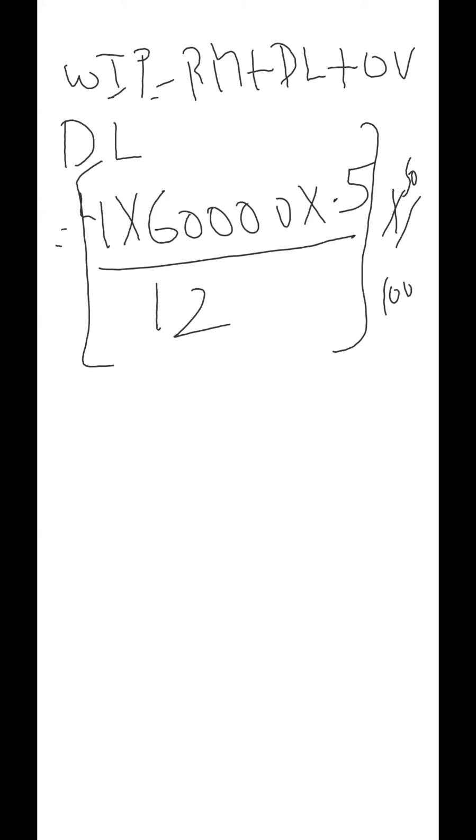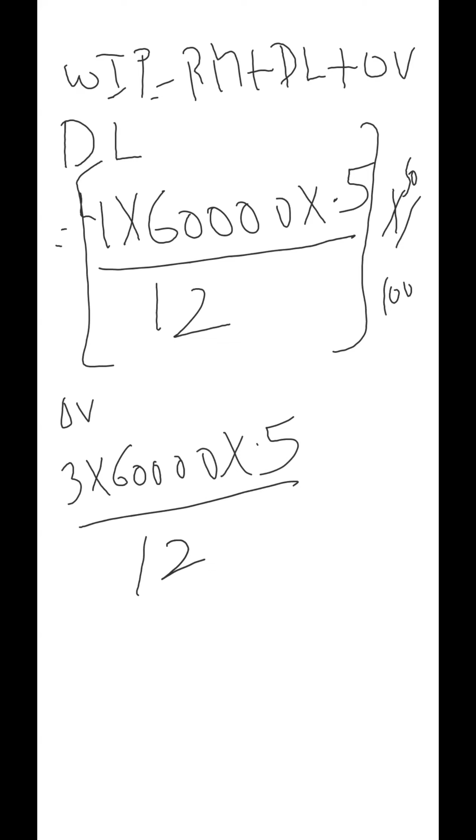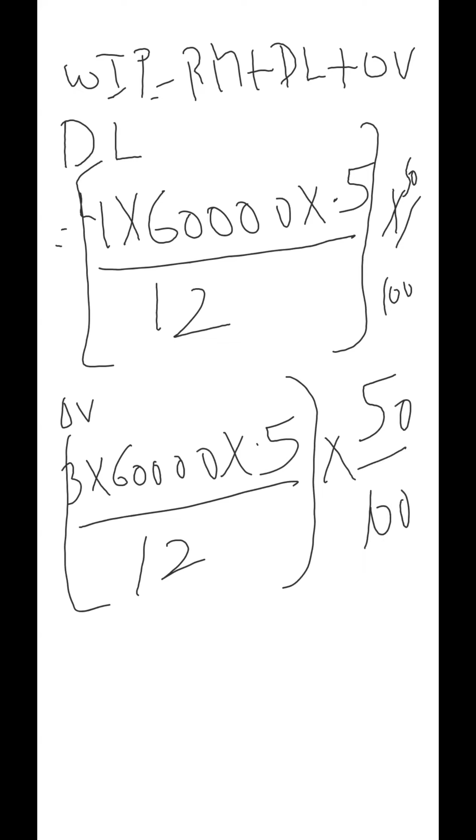Okay. Now you have to calculate the overhead in the same sequence. What is the cost for the overhead? 3 into 60,000. 0.5, that is half a month, divided by 12. How much percentage? 50%. This way you will add the direct labor, overhead and the raw material that we calculated under work in progress. If you total all three, you will get your work in progress. Clear?